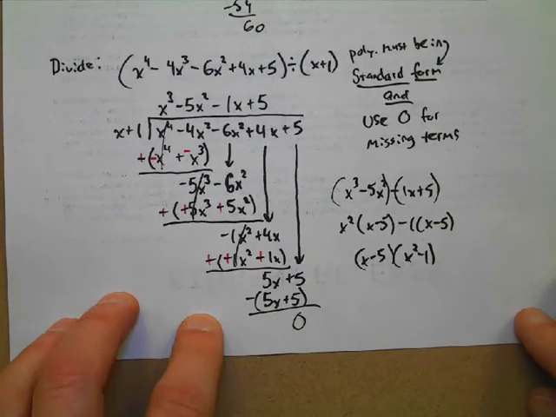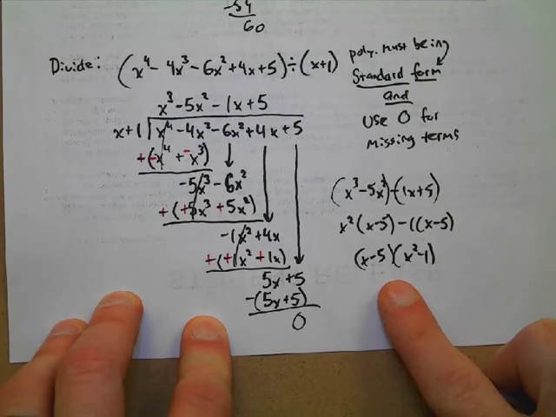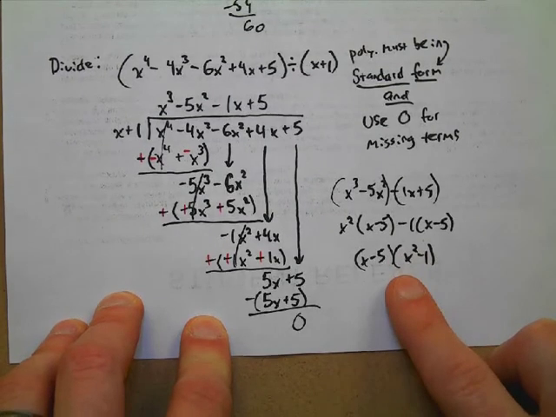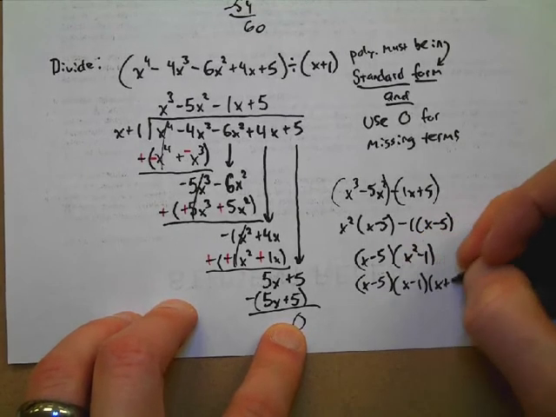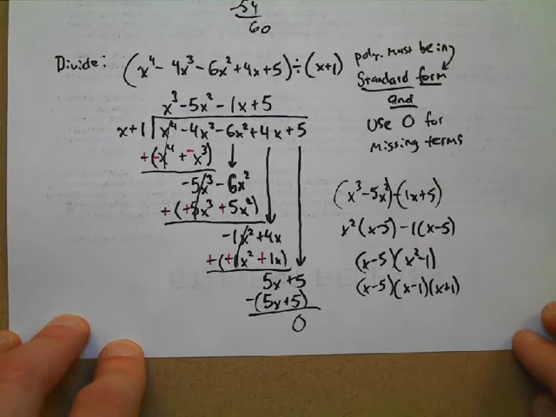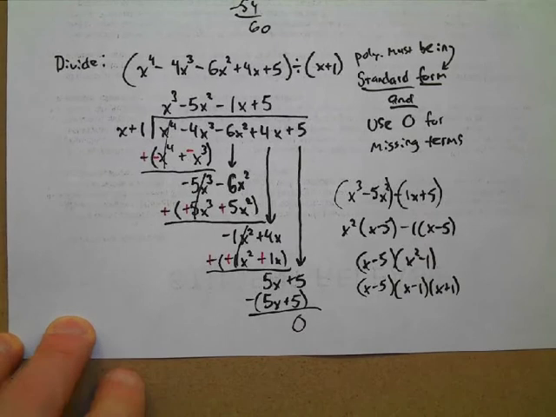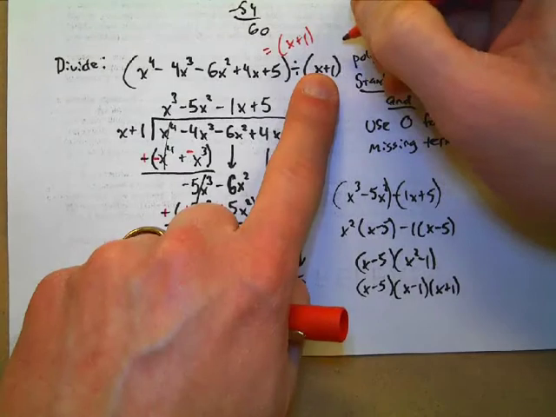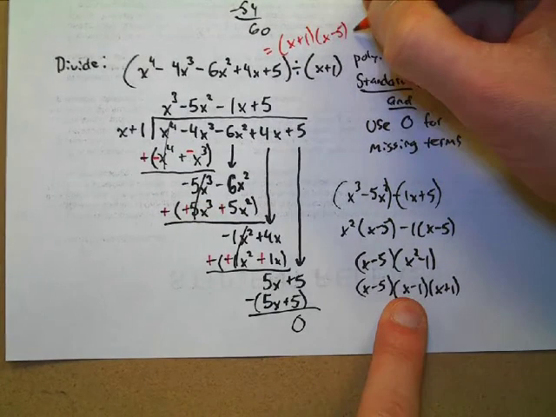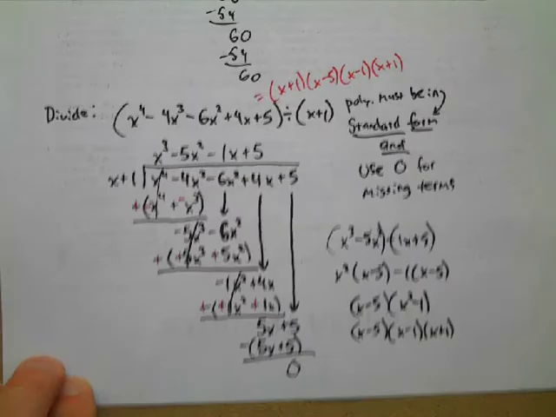What can we still factor here? The x squared minus 1. It's a difference of squares. So in other words, this polynomial right here is equal to x plus 1, the original thing that we factored out, times x minus 5 times x minus 1 times another x plus 1 there. Okay, and there it is, fully factored.